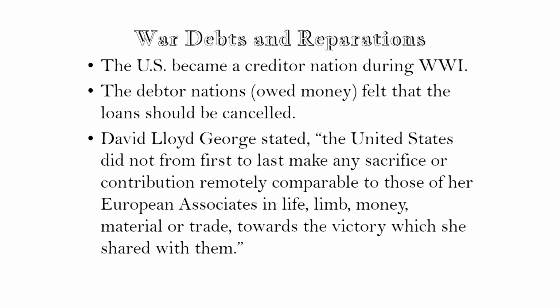Some war debts and reparations. The United States became a creditor nation during World War I, meaning we were giving money to other countries. The debtor nations, which owed us money, felt that the loans should be canceled. David Lloyd George was the Prime Minister of Great Britain, one of the countries that owed us money. He said the United States did not, from first to last, make any sacrifice or contribution remotely comparable to those of her European associates in life, limb, money, material, or trade towards the victory which she shared with them.